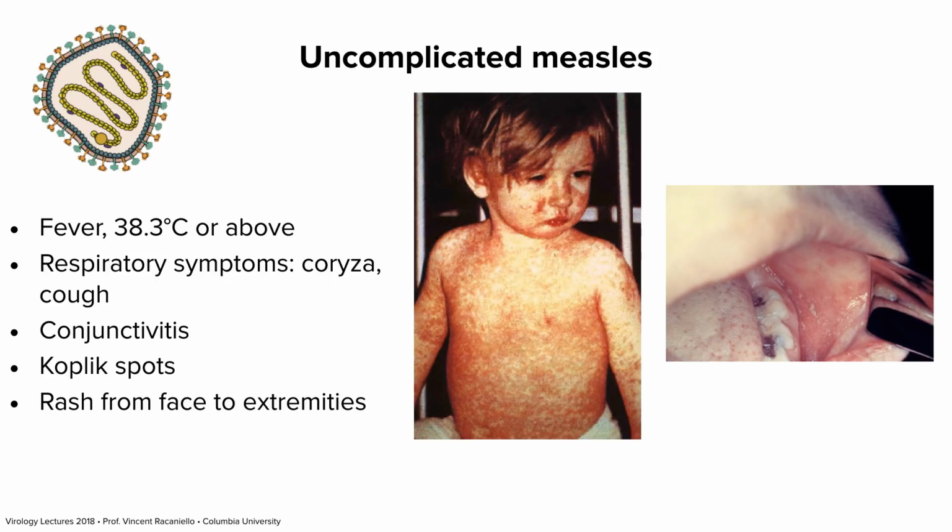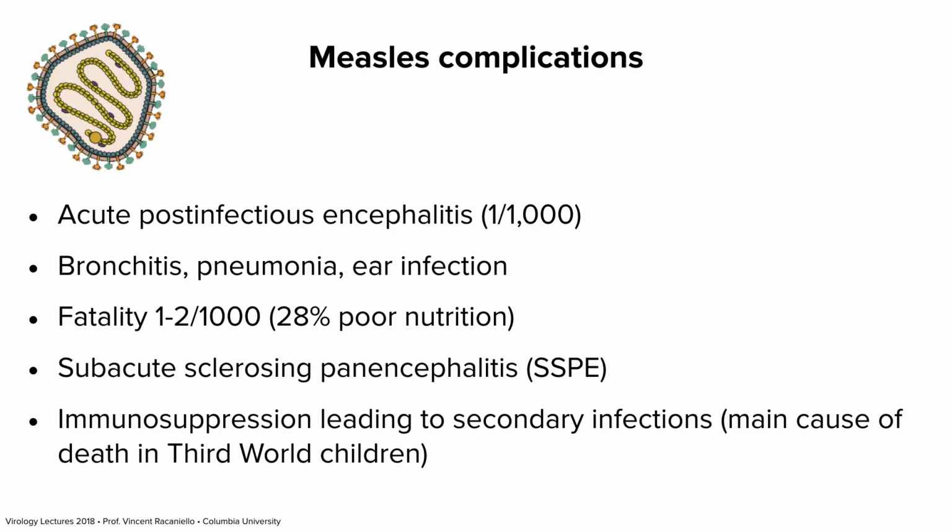They're almost diagnostic for the infection. What they are: syncytia, lots of infected cells that are fusing with many nuclei, and they have this white appearance. High fever, runny nose, cough, conjunctivitis, and this rash from the face to the extremities. But this has complications that are serious.